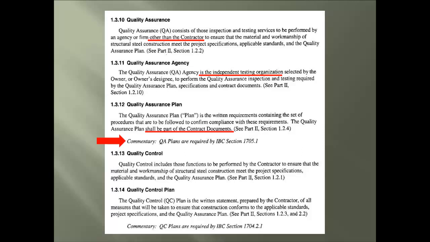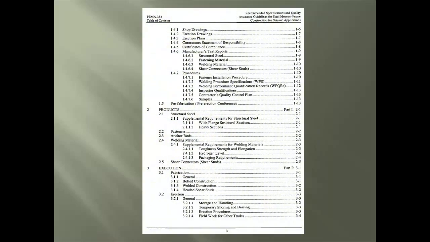Next we see the QC definition, which is performed by the contractor. The QC plan must be prepared by the contractor, and once again the QC plan is also required by the code. We move on through the table of contents to Chapter 2, Products, where items like heavy section members and anchor rods are covered. Next is Chapter 3, Execution, where fabrication and erection is detailed.